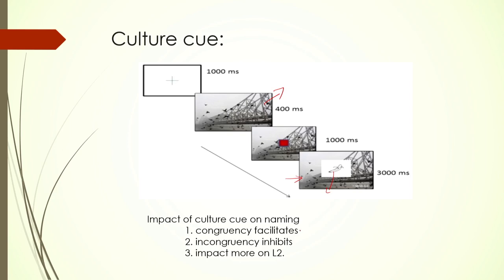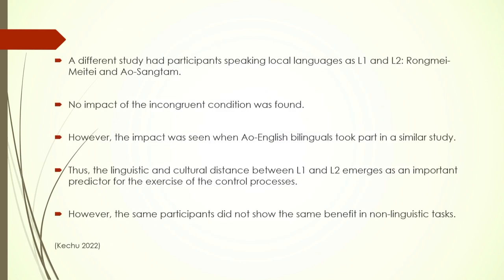So congruency had a facilitating effect. When the picture and the language to be used belonged to the same culture, there was facilitation. When there was an incongruency, there was a negative impact, and the impact was also found to be more on L2. This is in line with the Chinese English studies that we have talked about.